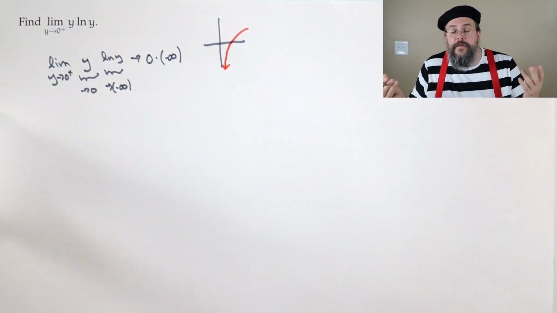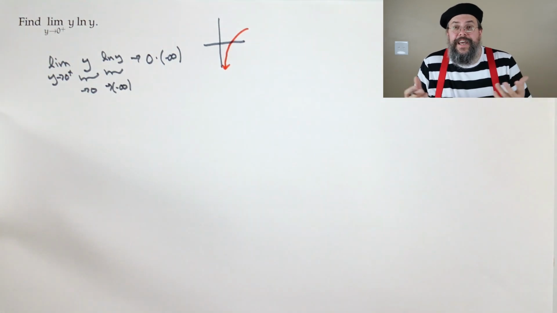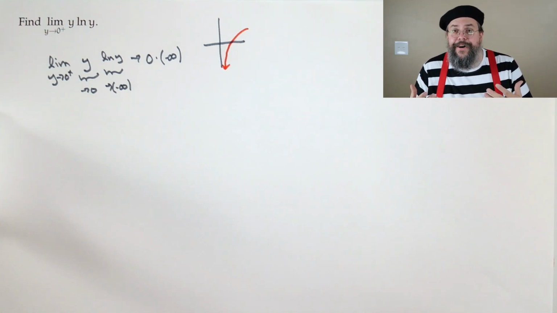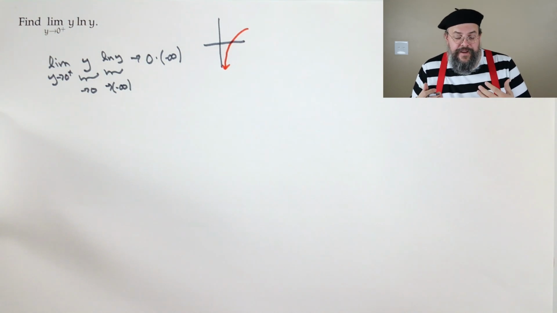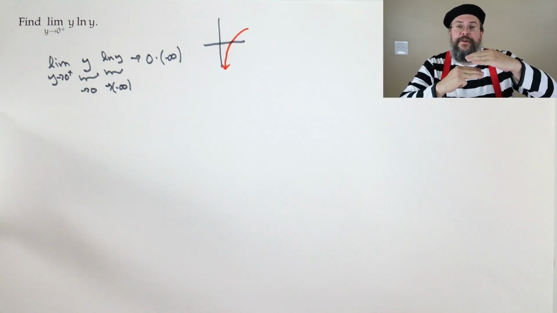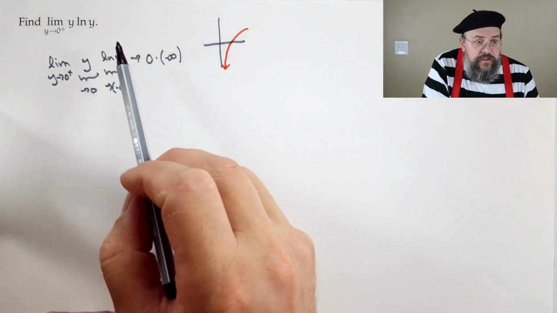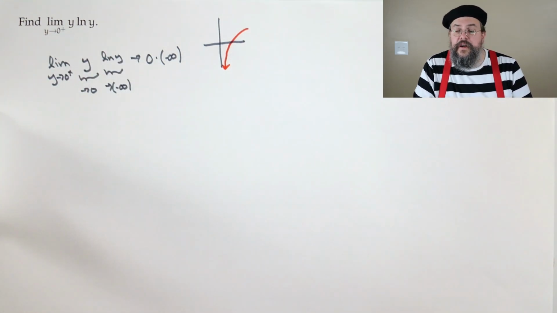All right, so, which wins out? Well, we can't say. We don't know. So we got to do some work. And in order to do our L'Hopital, we have to get it to a fraction. So now we have a choice. We have to get it into something over something, which means that one of these two pieces has to somehow end up downstairs. So how do we get it downstairs?